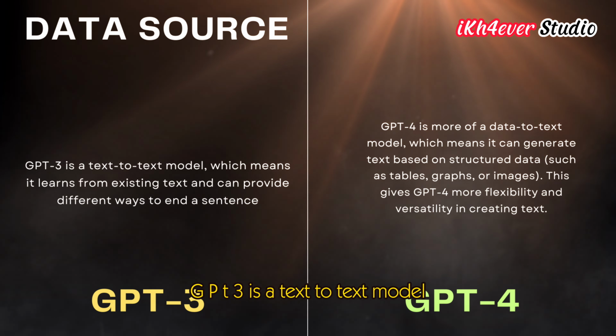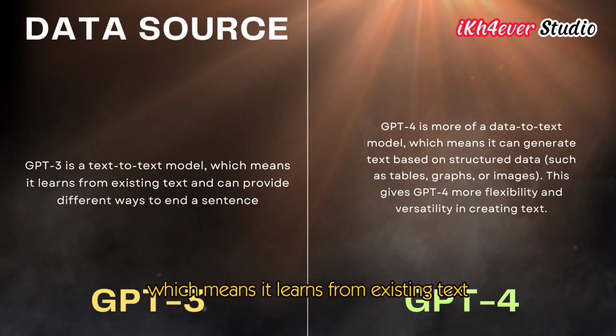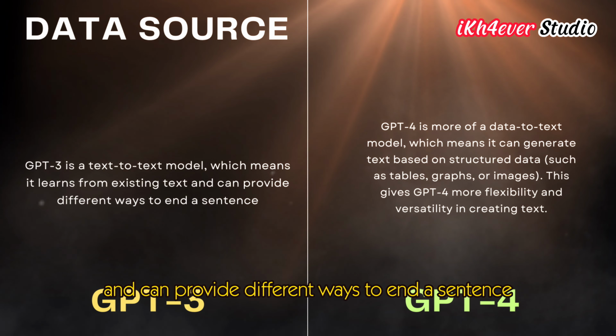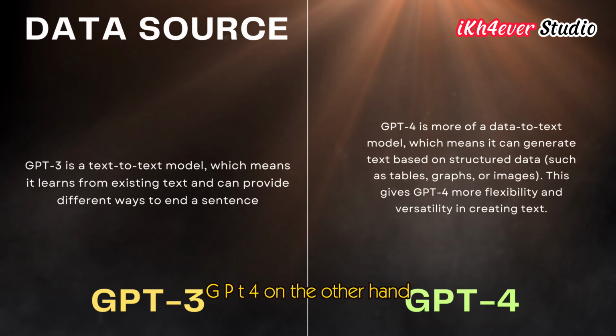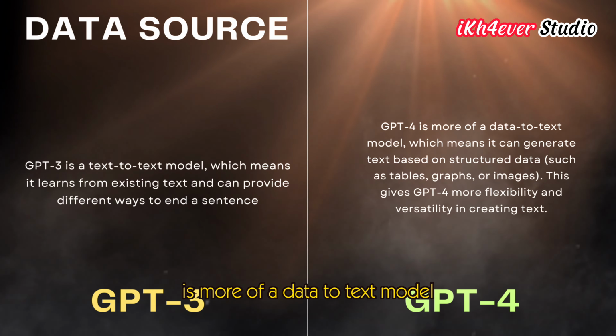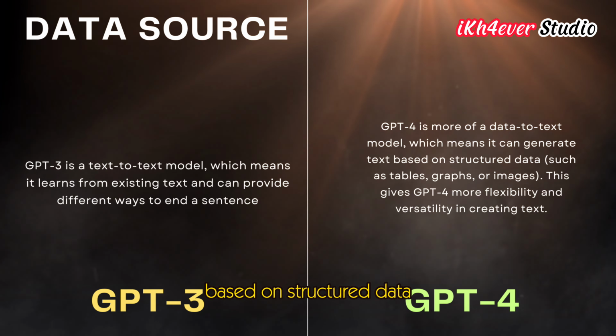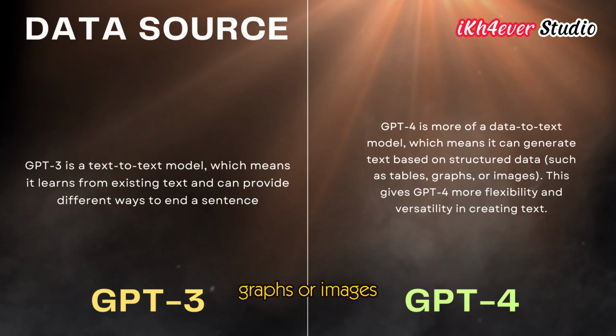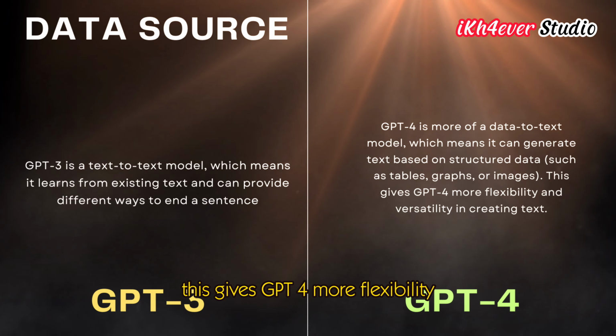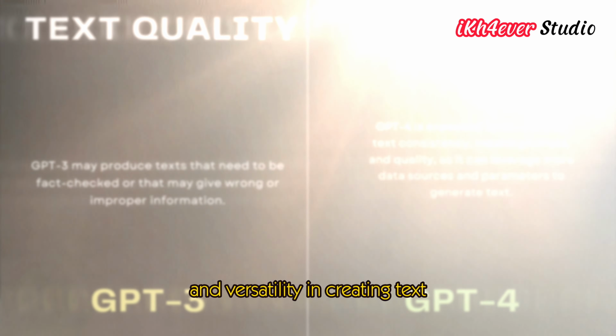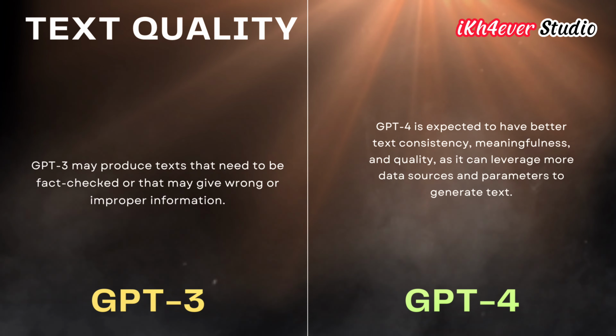GPT-3 is a text-to-text model, which means it learns from existing text and can provide different ways to end a sentence. GPT-4, on the other hand, is more of a data-to-text model, which means it can generate text based on structured data such as tables, graphs, or images. This gives GPT-4 more flexibility and versatility in creating text.